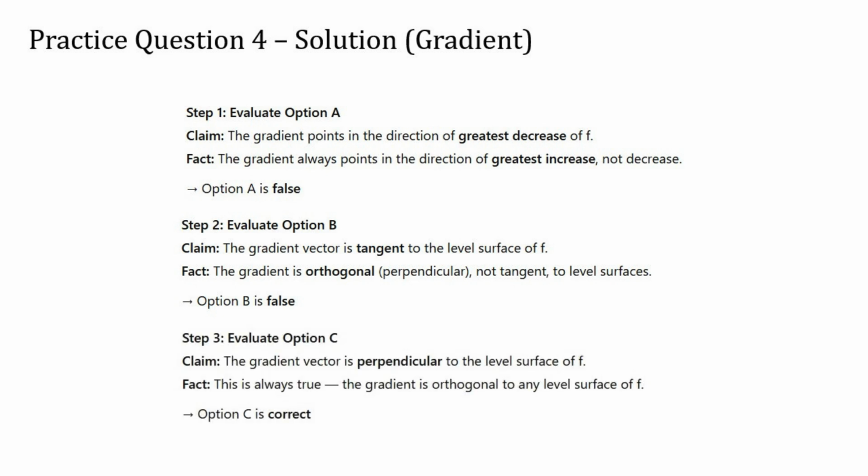Moving on to option C, it states that the gradient is perpendicular to the level surface of f. This is precisely the key property of a gradient vector and is always true, regardless of the function's specific form. Since the gradient gives the normal direction to the level surface, option C correctly describes this behavior.